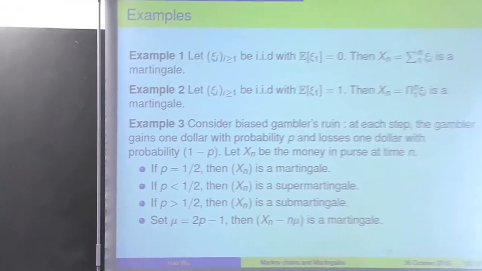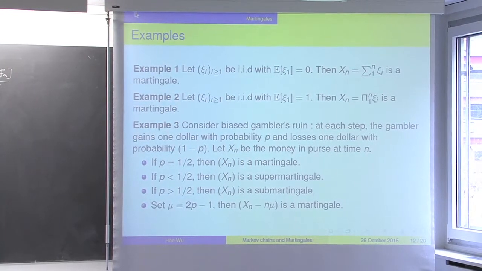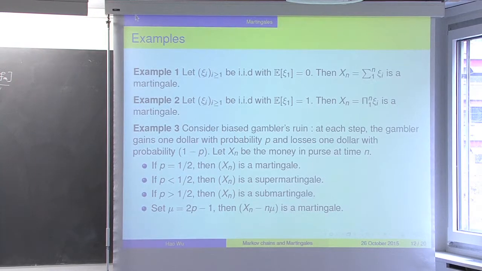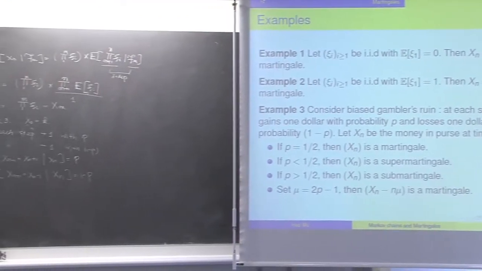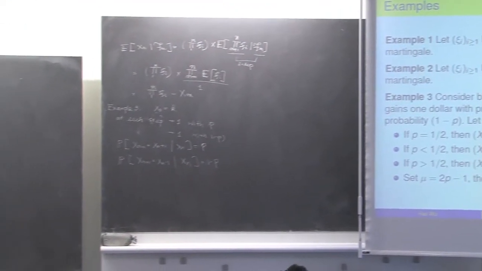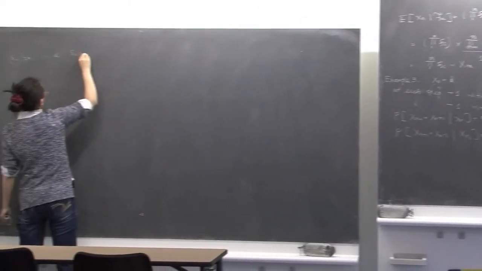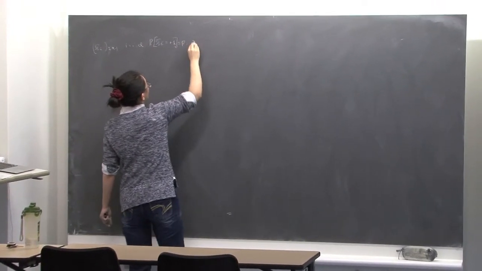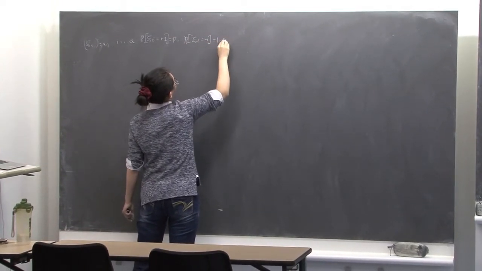Okay, so for this gambler's ruin, we know it is a martingale, and now I will tell you that in fact it is a Markov chain, and in fact it is also a martingale. So in this gambler's ruin, we can construct it in another way. Consider a sequence of IID random variables, where Zi equals plus 1 with probability p, and Zi equals minus 1 with probability 1 minus p.